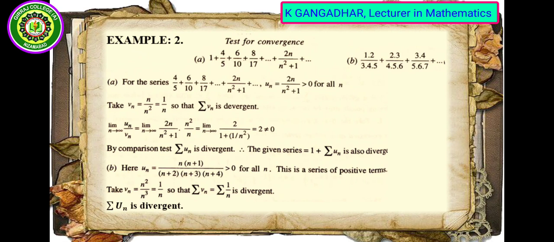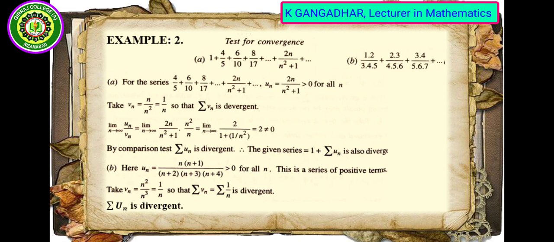In the first problem, the nth term is given as 2n by n square plus 1. Here also we find the limit of Un. 2n by n square means 1 by n into something, and the limit value is 0. But if we apply the limit comparison test, we want a limit value not equal to 0. So we choose 1 by n as Vn.